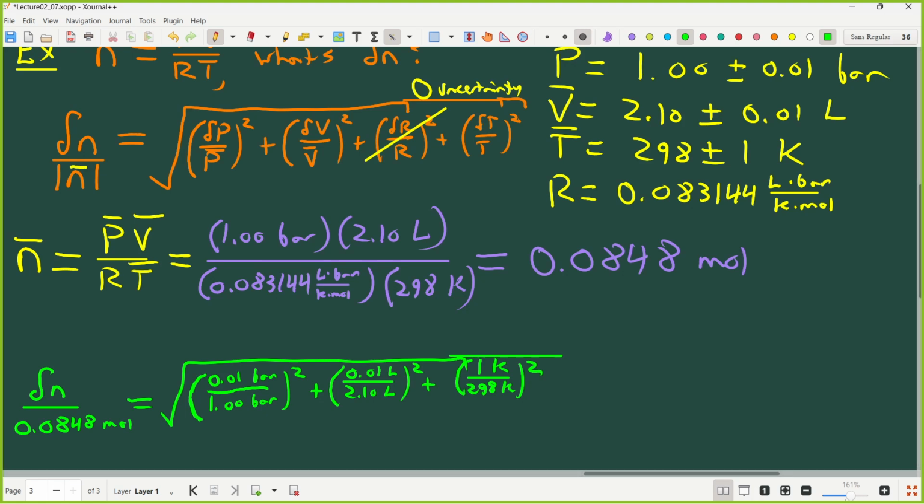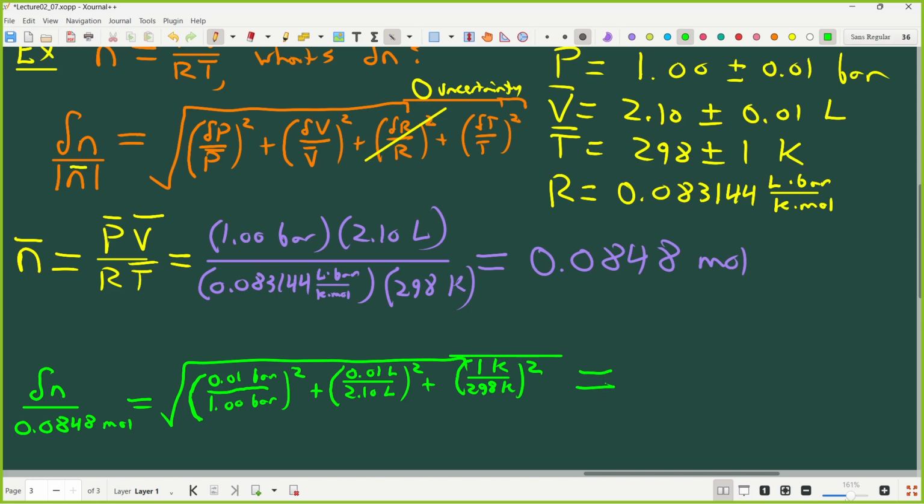Now notice, let's see if the units work. Delta N has units mole. This has units mole in the denominator, so there are no units here. The bars cancel, the liters cancel, the kelvins cancel, everything's unitless. This is unitless error, fractional error. It's independent of the unit. It's just a relative measure of quantity or magnitude, if you will.